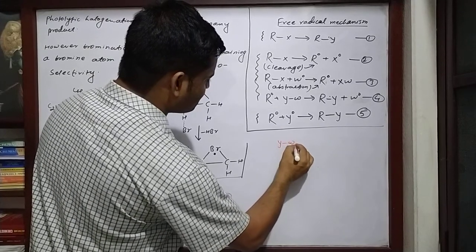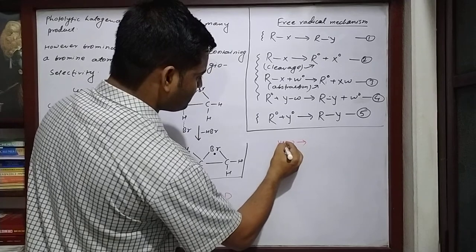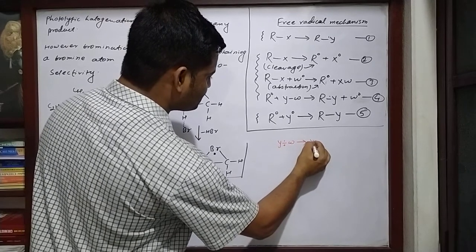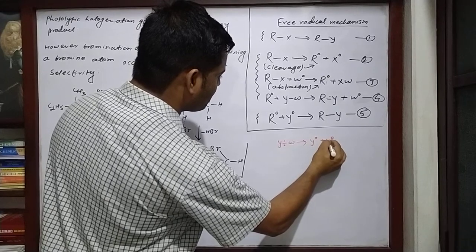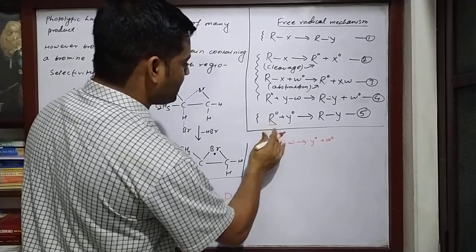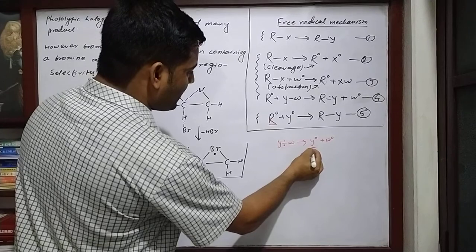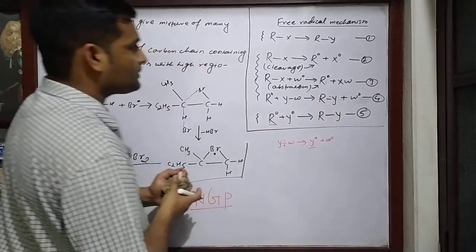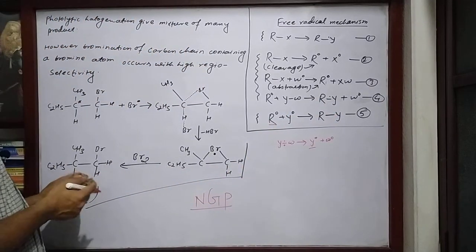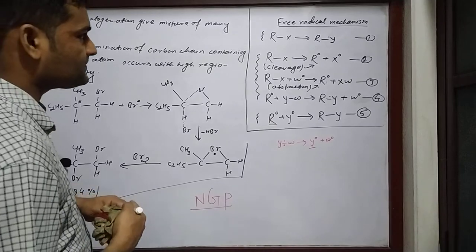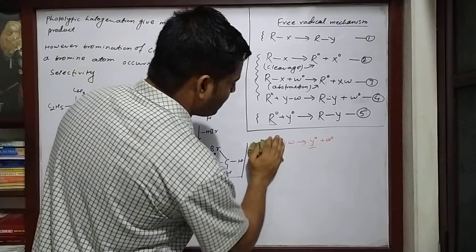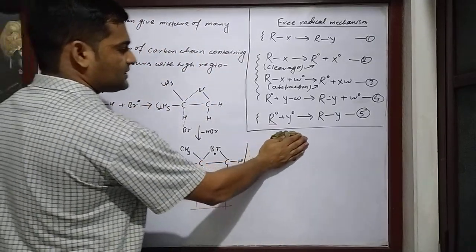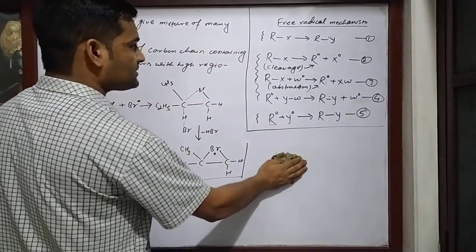or when the YW reagent itself spontaneously dissociates by cleavage to give Y radical and W radical, then the formed R radical combines with Y radical to give RY product. This is free radical mechanism in aliphatic substrate. And free radical mechanism in aromatic substrate, I have already discussed.